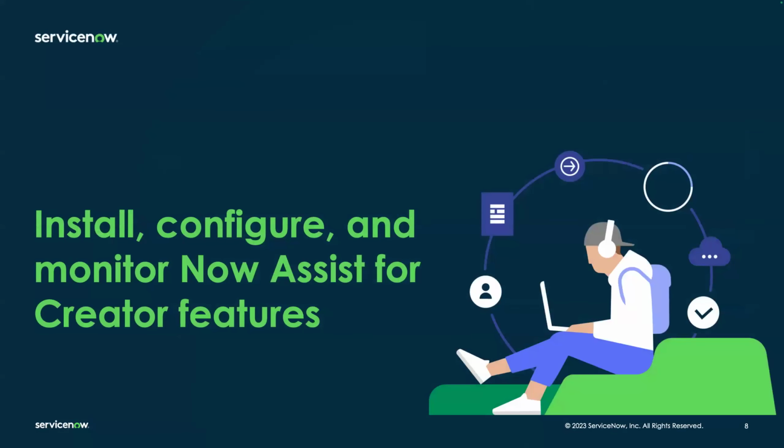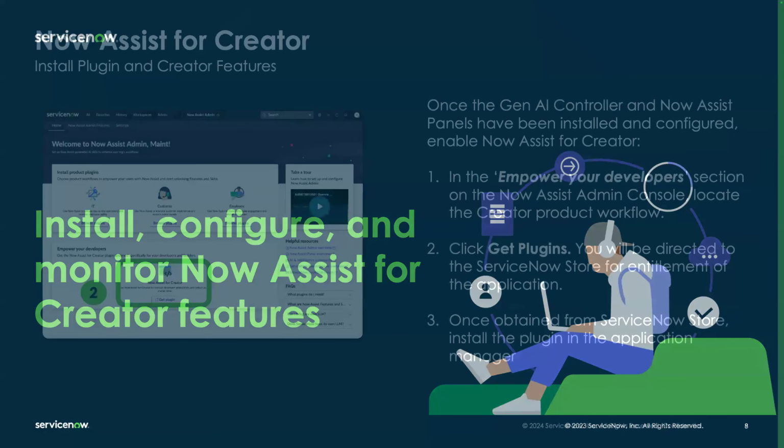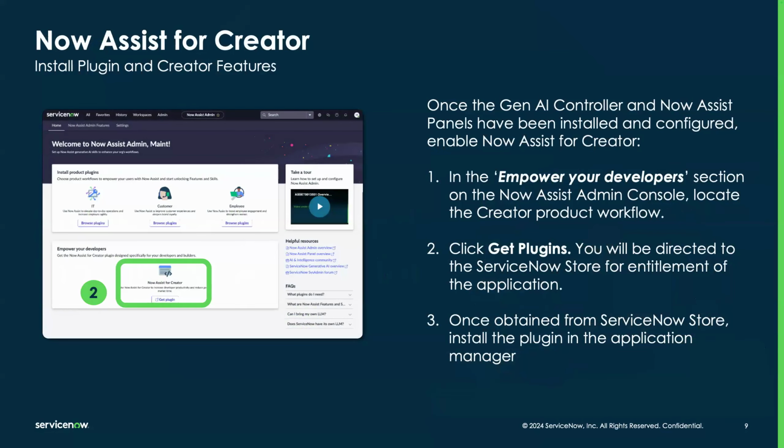First we're going to go through the install and configure and monitoring usage of Now Assist, which is in the Creator Control panel. In Now Assist, you have your control panel. This is an example of what it looks like. This is where you can manage all of your plugins. You can install the plugins directly from here, and you can also activate all the skills. The skills are what we call the features of Now Assist.